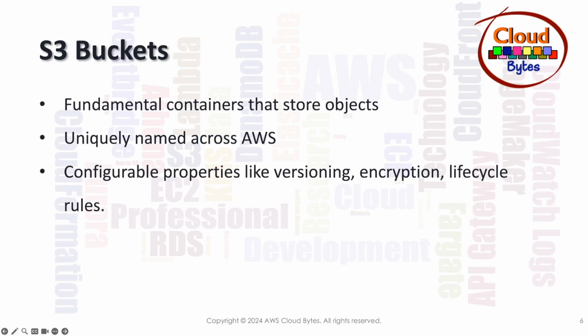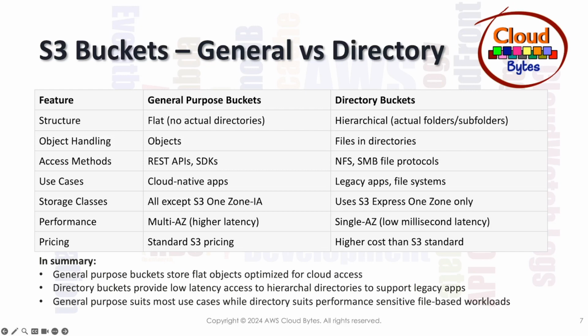Configurable properties like versioning, encryption, lifecycle rules. You have a lot of configurations that you can perform. You have granular configurations for access, security, and lifecycle management. Let's talk about two types of buckets. There are general purpose buckets, which have been there since 2006, and there is a new type of bucket which is called directory buckets. I have a comparison table over here.